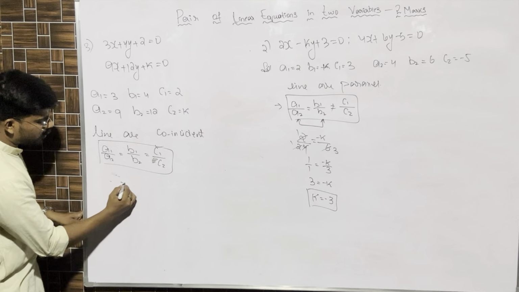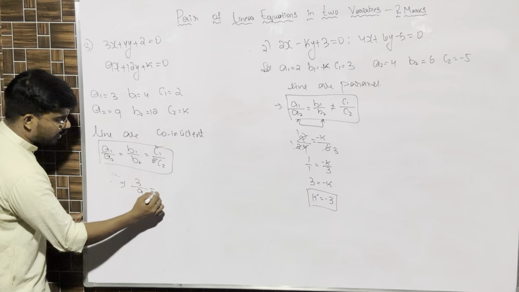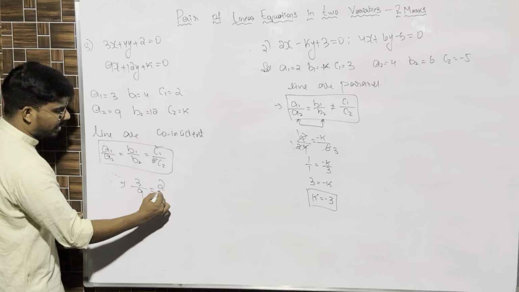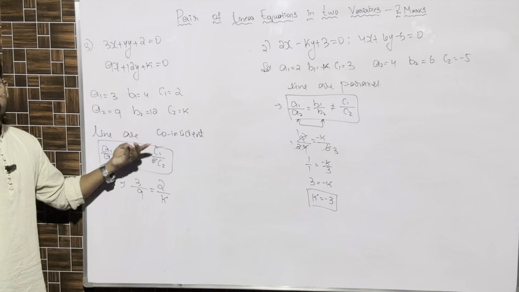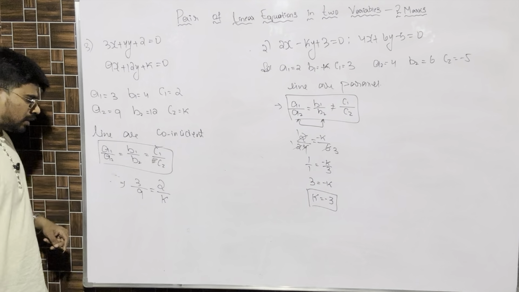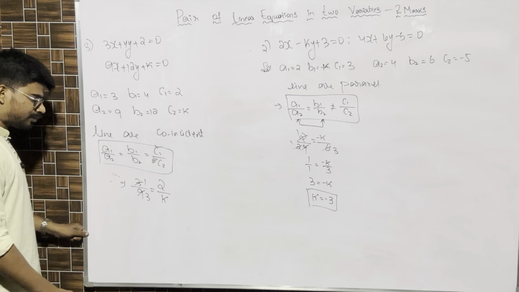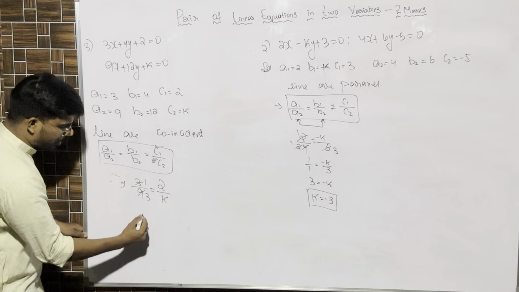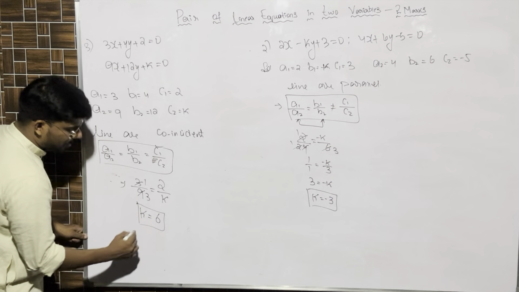Let us directly substitute the values. What is a1? 3 by 9 is equal to c1, 2 by k. You understood why we are not taking b1 by b2? You can take either b1 by b2 also, you will get the same answer, not a problem here. Right. 3 1s are 3, 3 3s are 9. Cross multiply, k into 1, k is equal to 3 2s are 6.